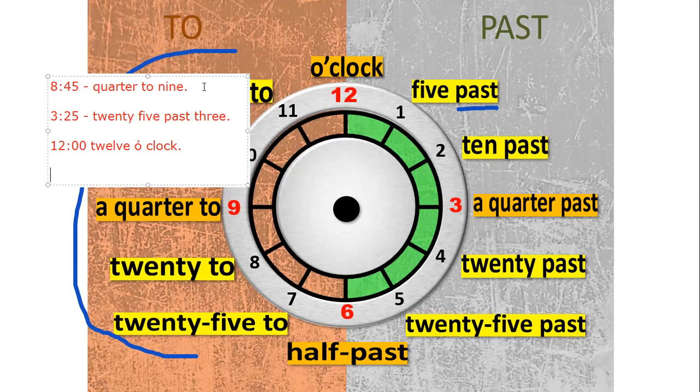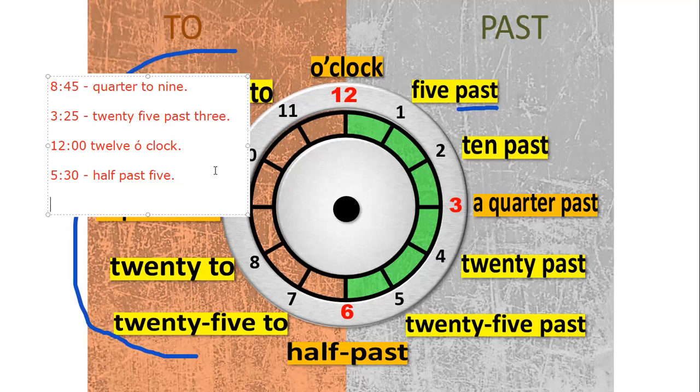Then, if I want to say 5:30, how do we say it? It's 5:30. Half past five. Excellent. If I want to say this one. 5. Exactly. 5 para las 5.